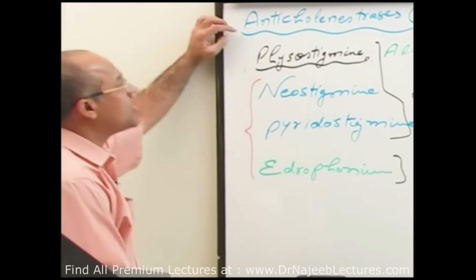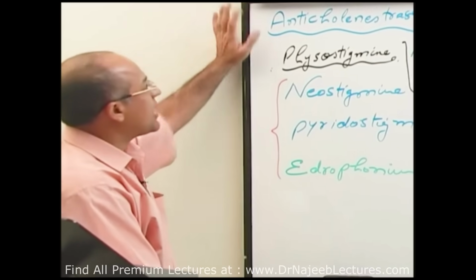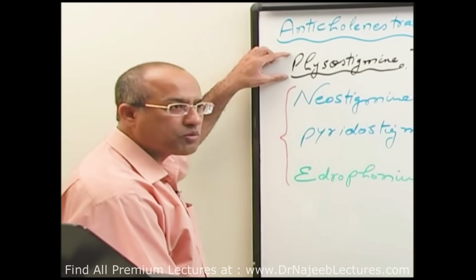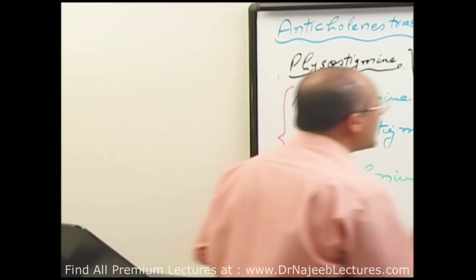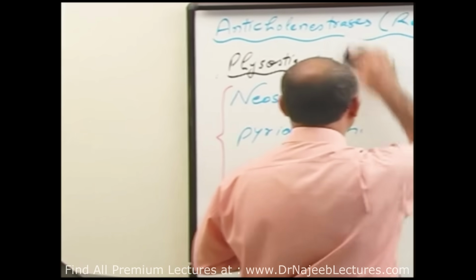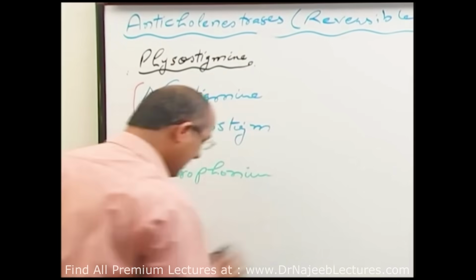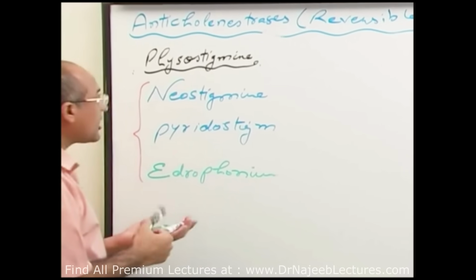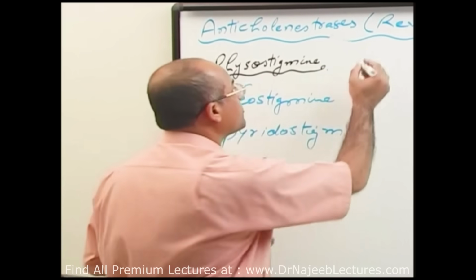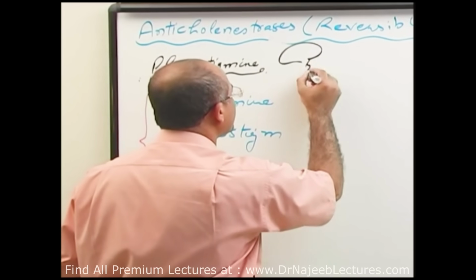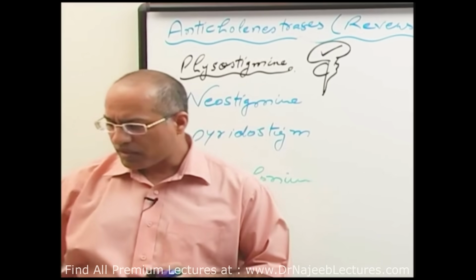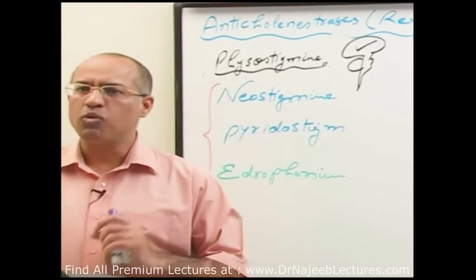We were talking about reversible anticholinesterases, and let's discuss first of all physostigmine. As compared to others, physostigmine is more lipid soluble, right? And why is it more lipid soluble? Because it is not a quaternary amine. It is a tertiary amine. It is less polar, more lipid soluble, so it can go to the central nervous system. Physostigmine can go to the central nervous system. Is that right? Now, what will be the actions of physostigmine?